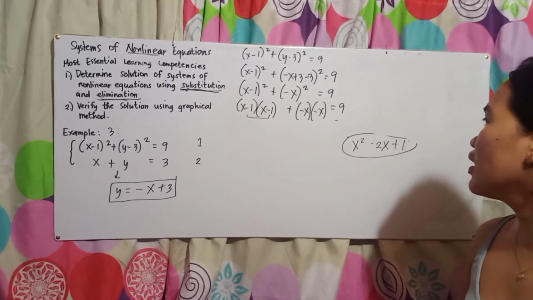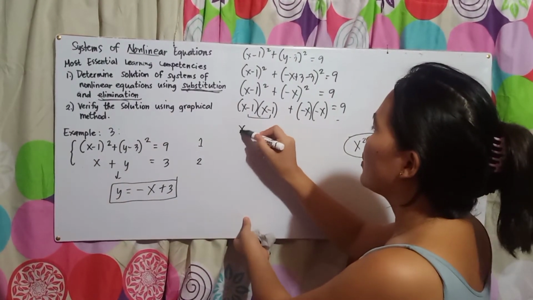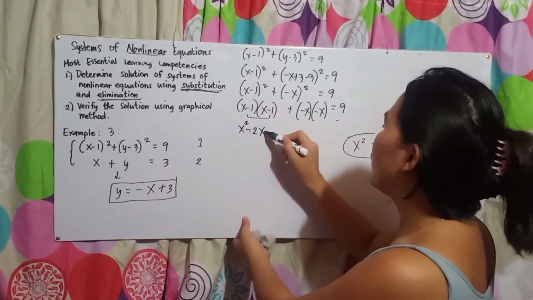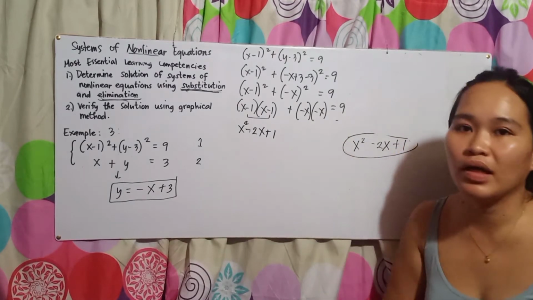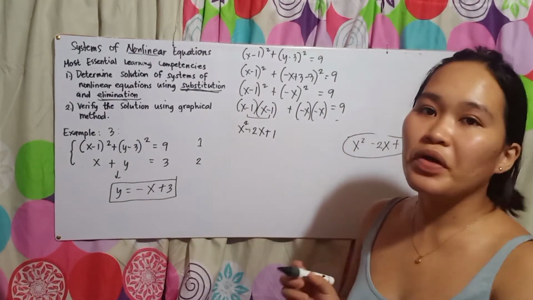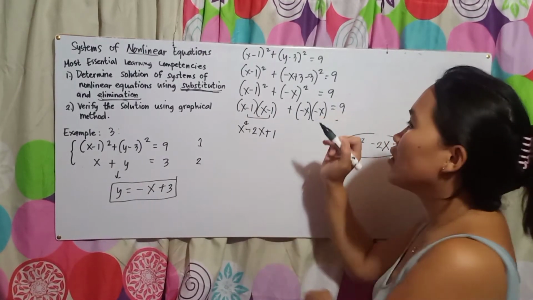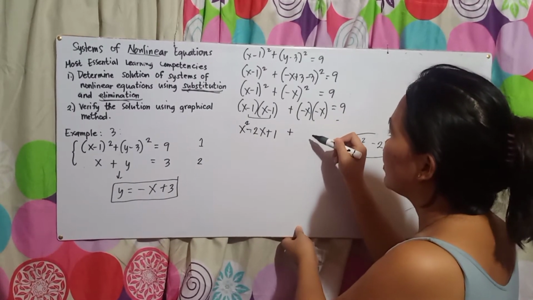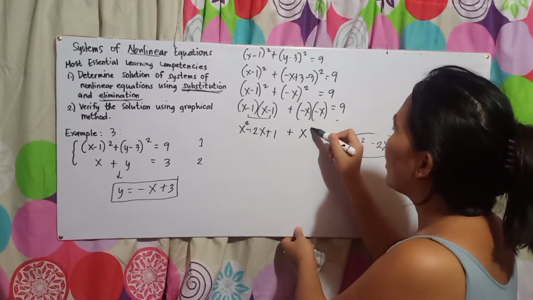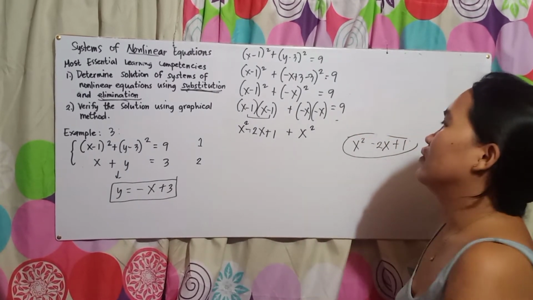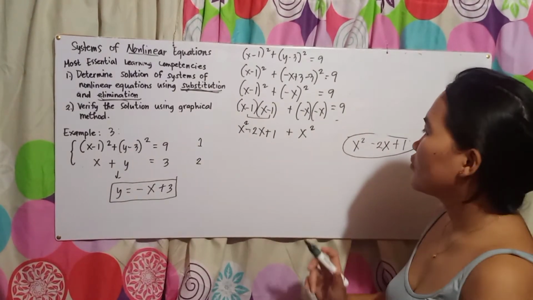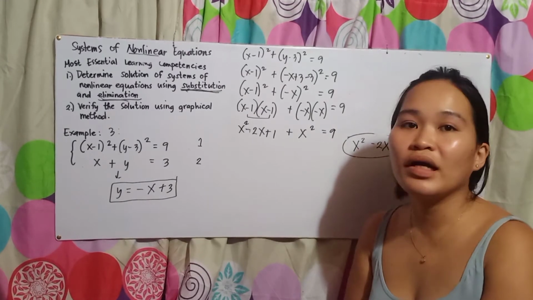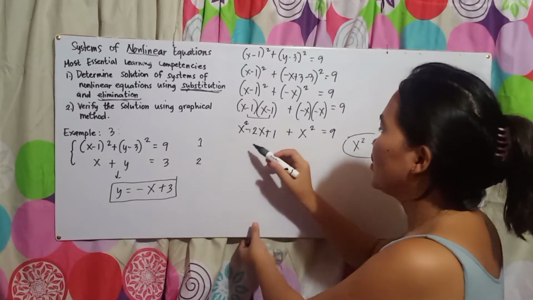So, the answer is x squared minus 2x plus 1. Then we multiply this: negative x times negative x, since negative times negative is positive, so plus x squared, equals 9. Then combine like terms.